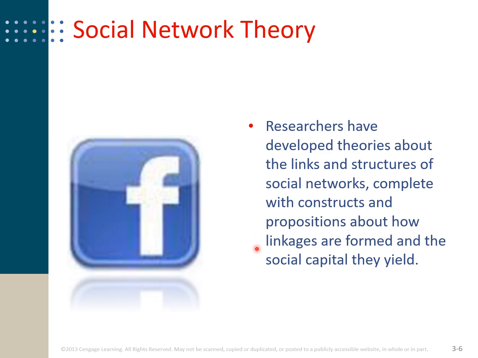Constructs in this theory might include concepts like nodes, the individuals in the network, ties, the relationships between them, and centrality, how important a person is within the network. Propositions would then explain how these concepts relate. For example, a proposition might be, individuals with more diverse ties in their network have greater access to novel information. The slide also mentions that these theories help us understand the social capital that networks yield.